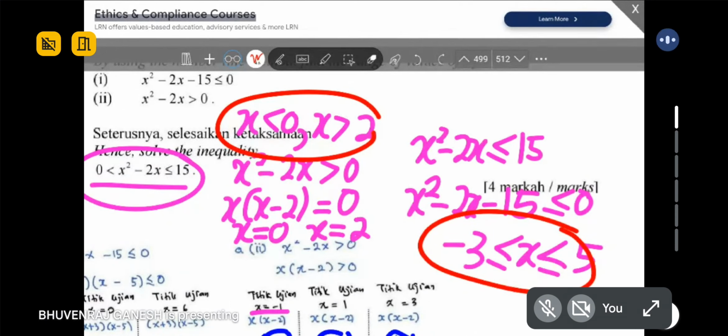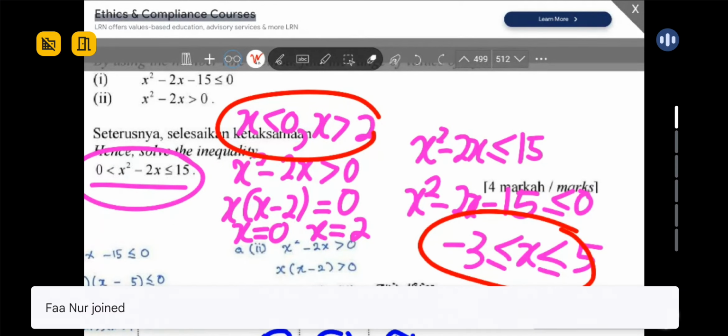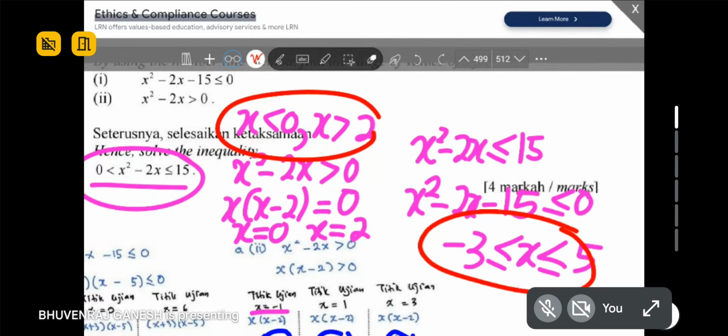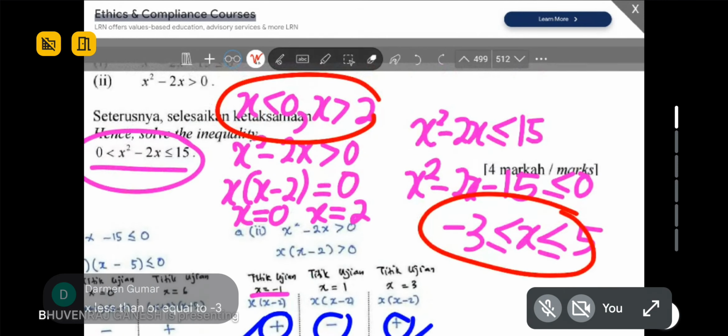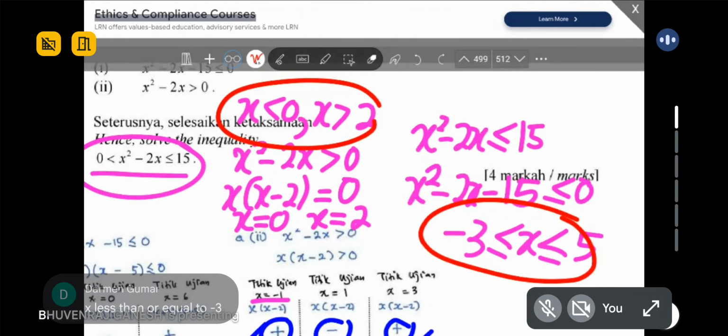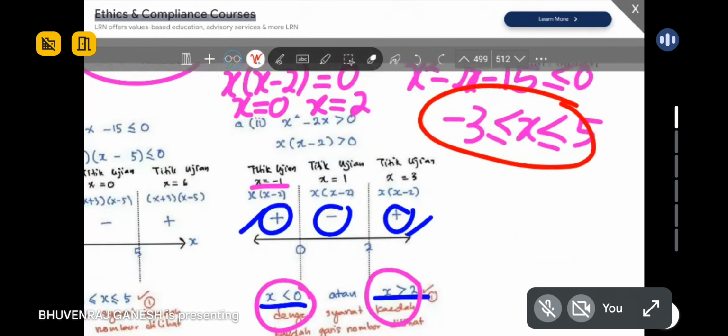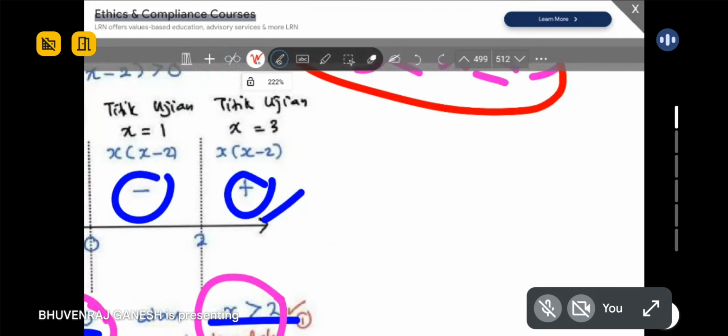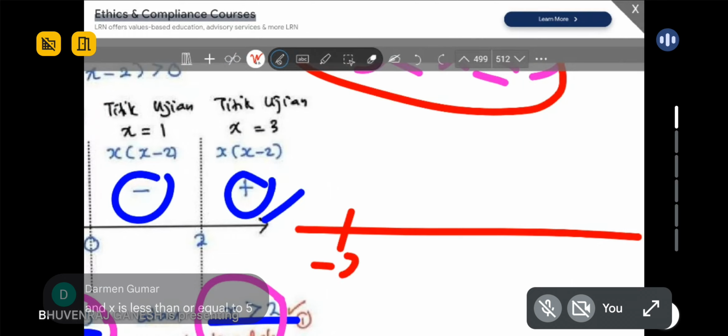You cannot leave it like this. You must write the conclusion, kesimpulan. Which one is going to be the correct answer? So anyone got an idea? How to know? Very simple. x less than or equal to negative 3. No. Very simple, guys. You must just draw a number line to understand the situation.